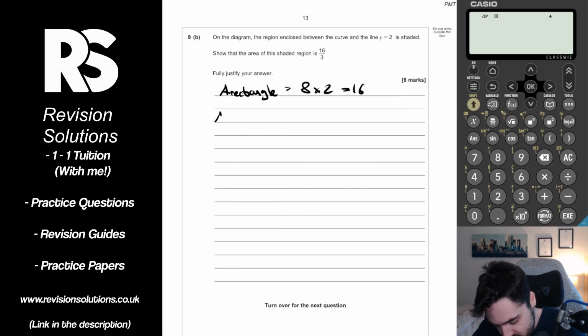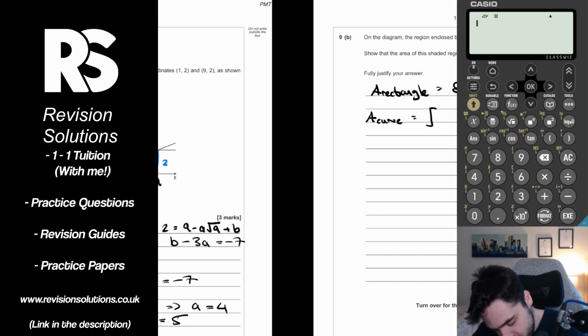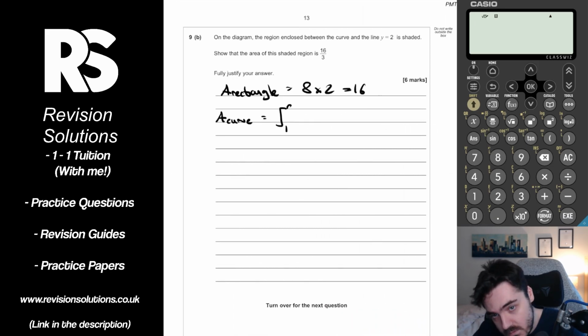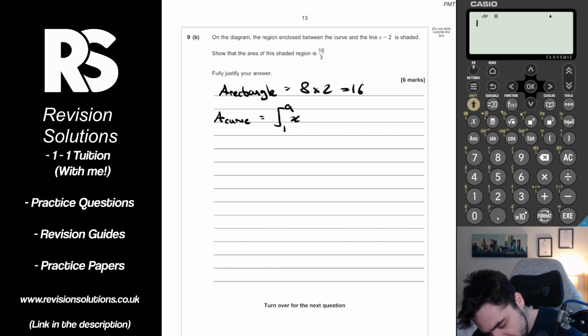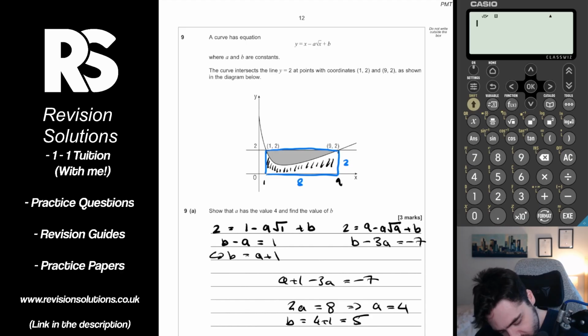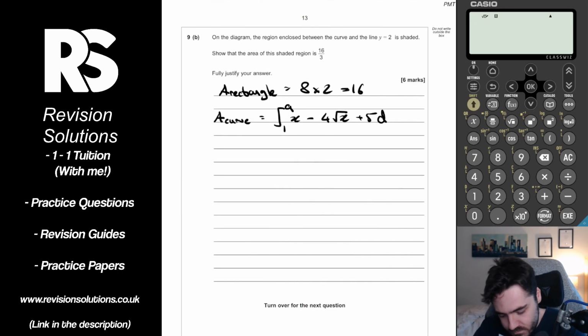And then for the area underneath the curve, we know we're going to be doing the integral from 1 to 9 of our curve, which is x minus a root x. A was 4, so x minus 4 root x, and then plus b, which was 5. Then to do this integral, we're going to turn the root x into a power of x. That'll be the integral from 1 to 9 of x minus 4x to the half plus 5.